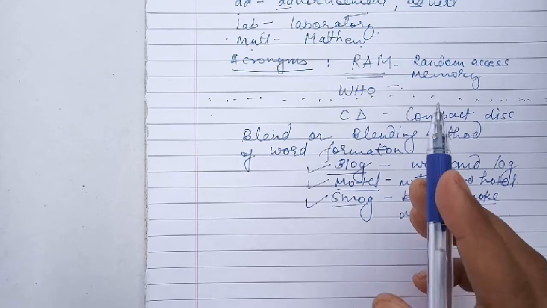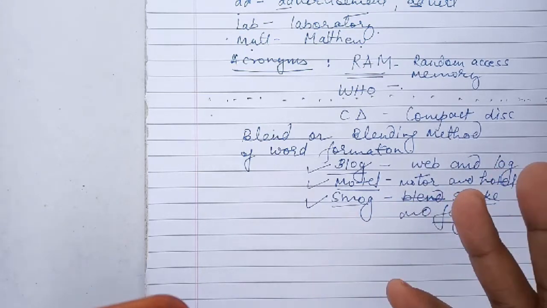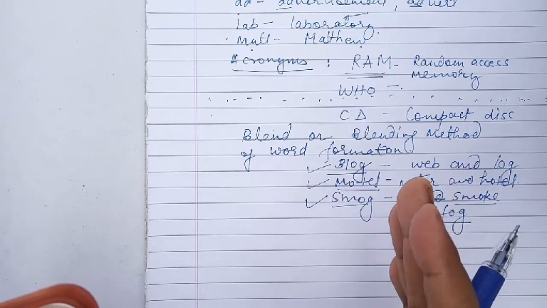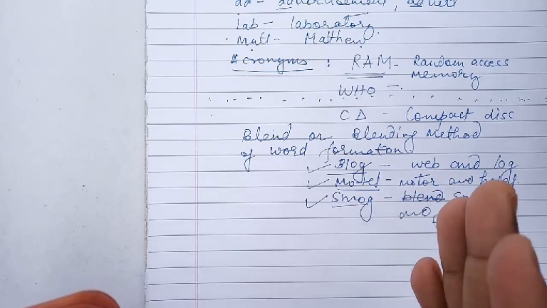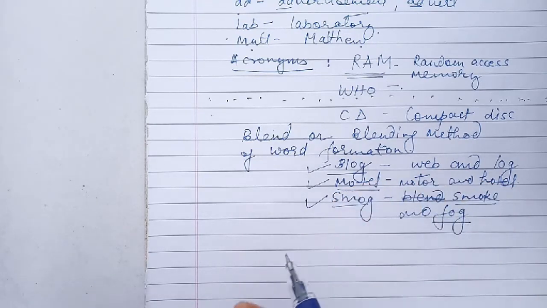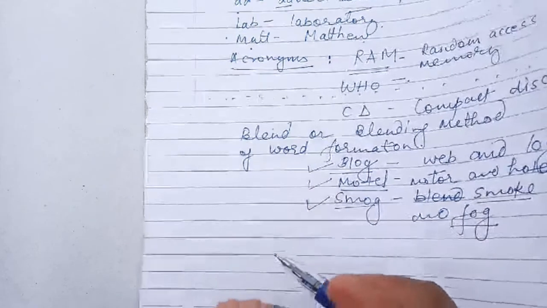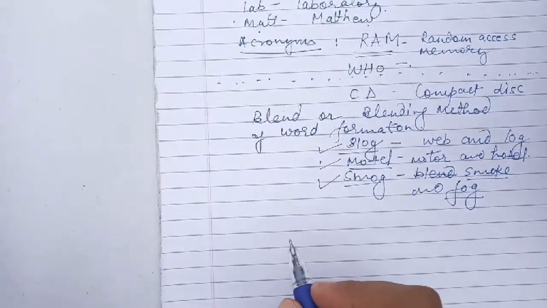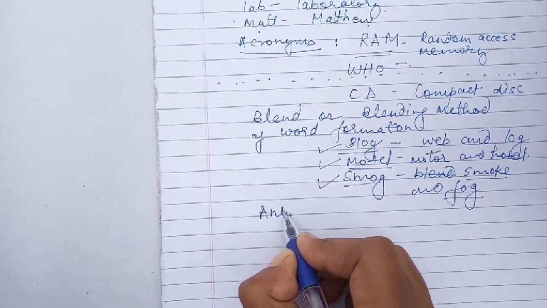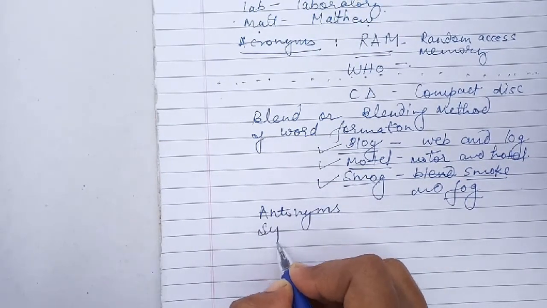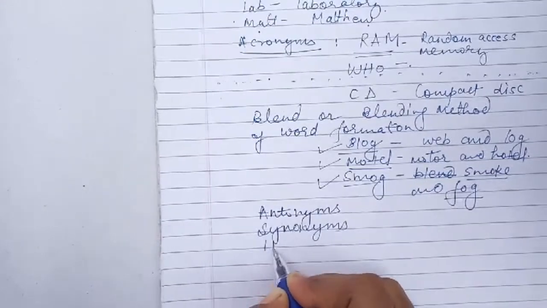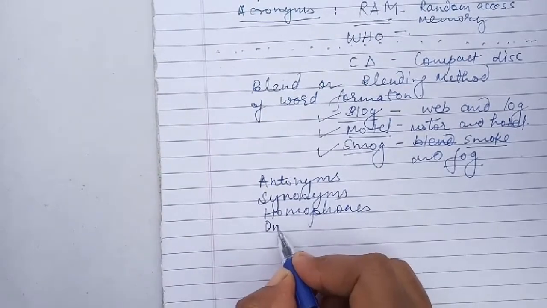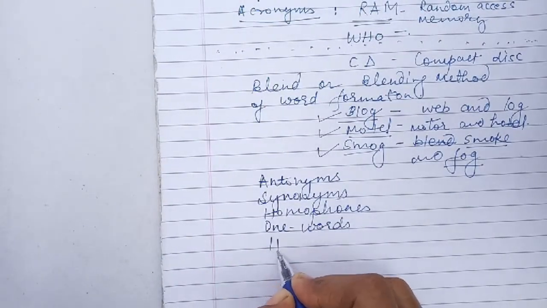Yes, so we can get lots of words by using these methods of word formation like compounding, conversion, abbreviation, which has clipping, acronyms, blends, etc. So in this way we have a variety of words and we can use these methods like affixes also to get lots of words. And again there is a way to learn new words: you can learn antonyms, synonyms, homophones, one words, homonyms, etc.